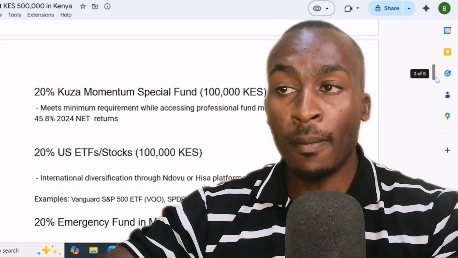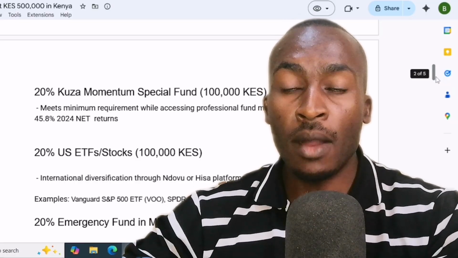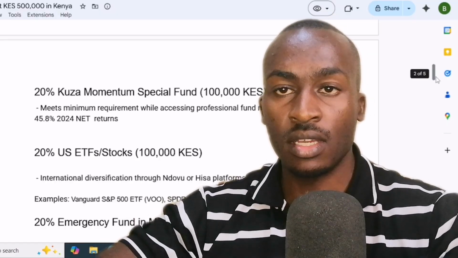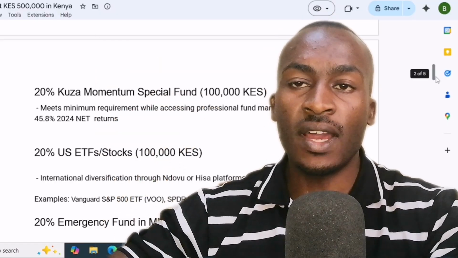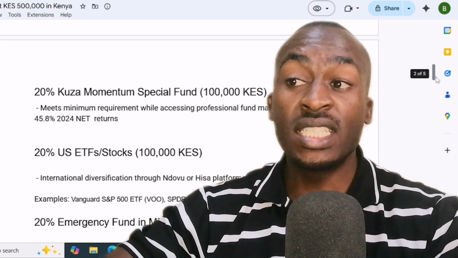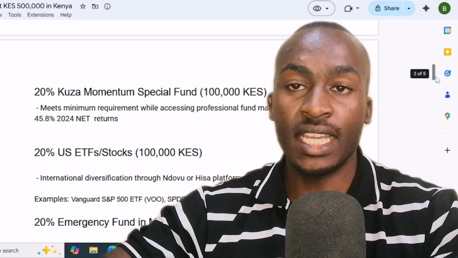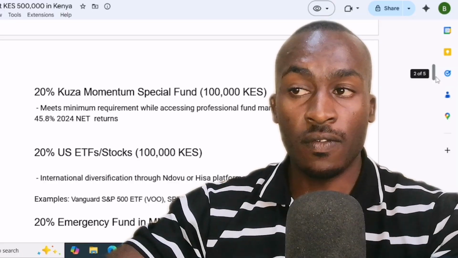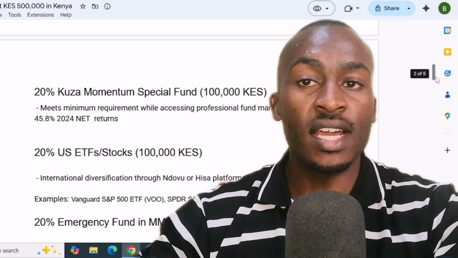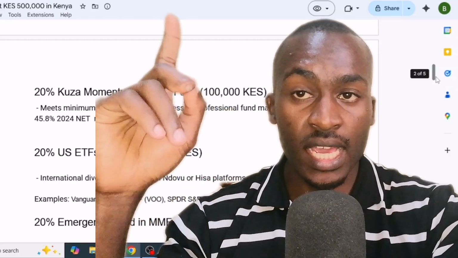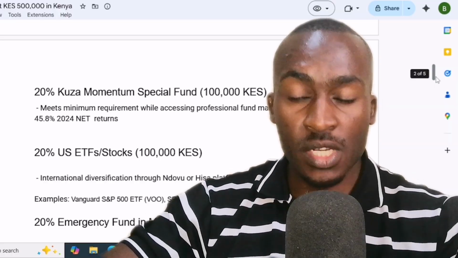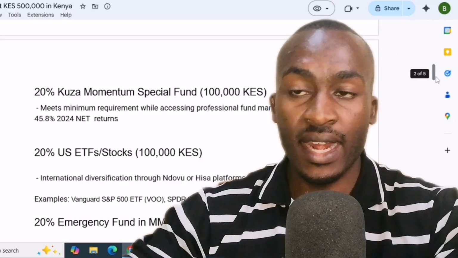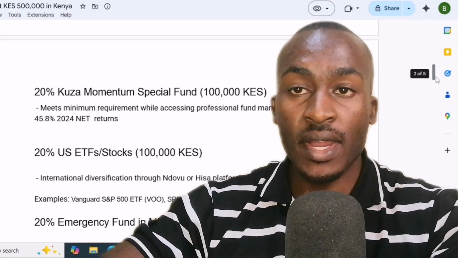With Kuza Momentum Special Fund, the minimum amount to invest is 100,000 Kenya shillings. Most of the other special funds that are available in Kenya will charge you more than 100,000 Kenya shillings. And that's why I'll go for Kuza Momentum Special Fund. So go and do more research, or watch this video here that I did about special funds and see how they operate. So let's now go into our next opportunity, that is the US ETF.